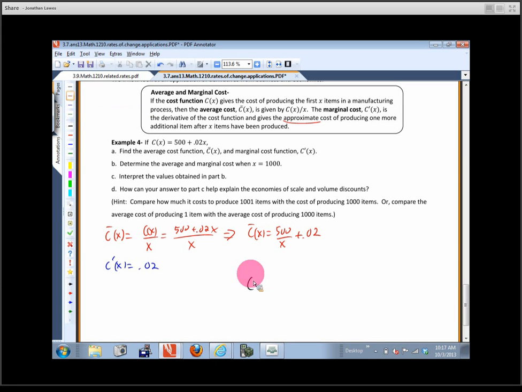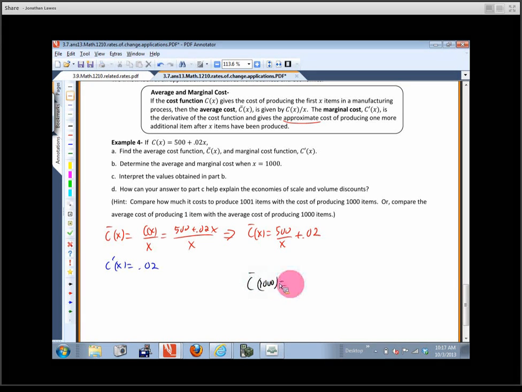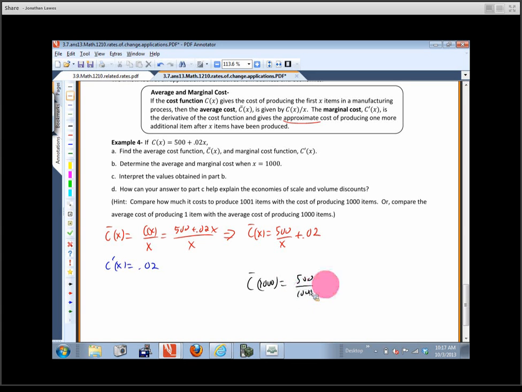So I want to find C bar of 1,000. So that's going to be 500 over 1,000 plus 0.02, and I get 0.52. Okay, now if this is cost, we'll assume that that's dollars. Okay, so 52 cents is the average cost per item. If you make 1,000 of them and spread out the cost over all 1,000 of them, they cost 52 cents a piece. Okay, what is C prime of 1,000 in this oversimplified example? 0.02. Okay?